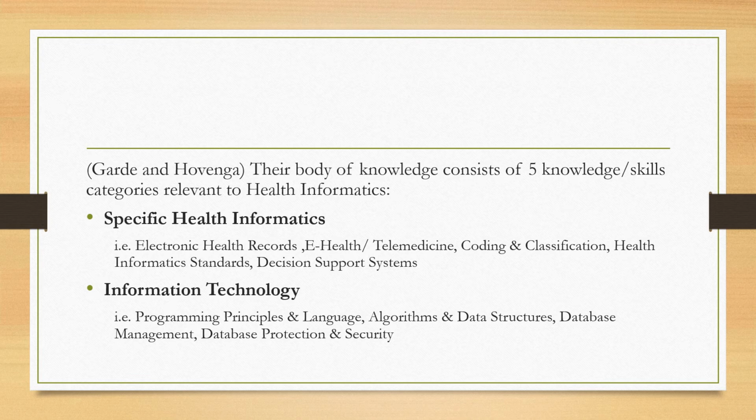Their body of knowledge consists of five knowledge and skills categories relevant to health informatics. The first category is specific health informatics, for example, electronic health records, eHealth, telemedicine, coding and classifications, health informatics standards, and decision support systems. Information technology, such as programming principles and languages, algorithms and data structures, database management, database protection and security.